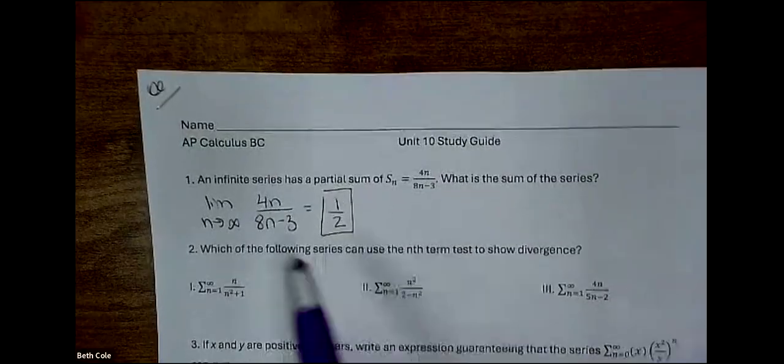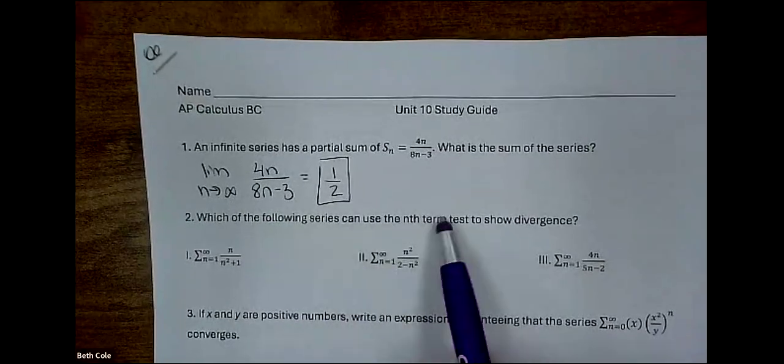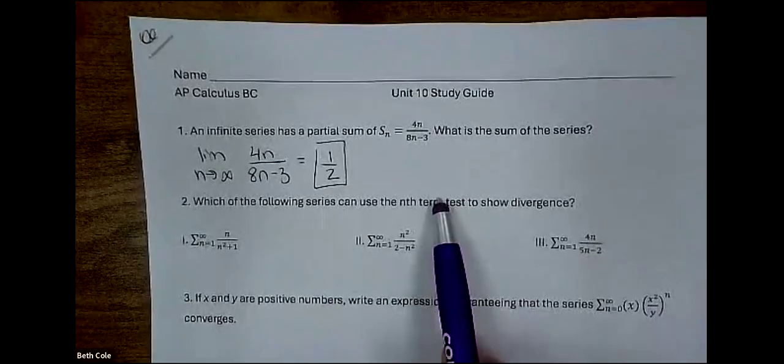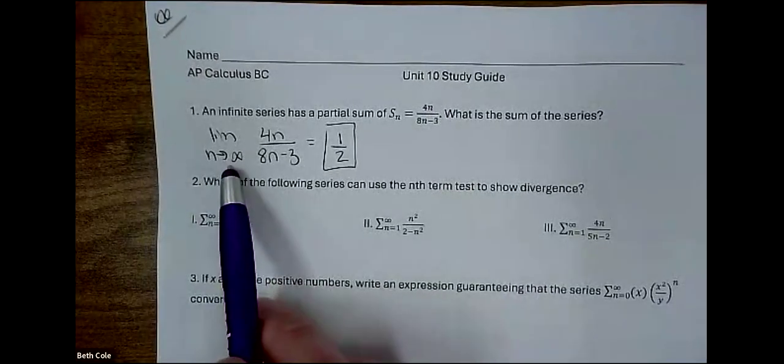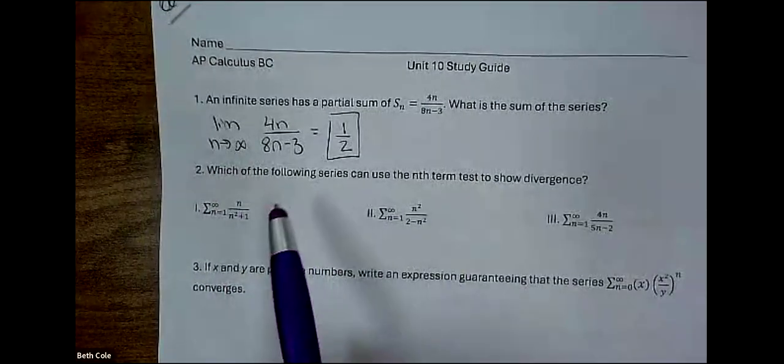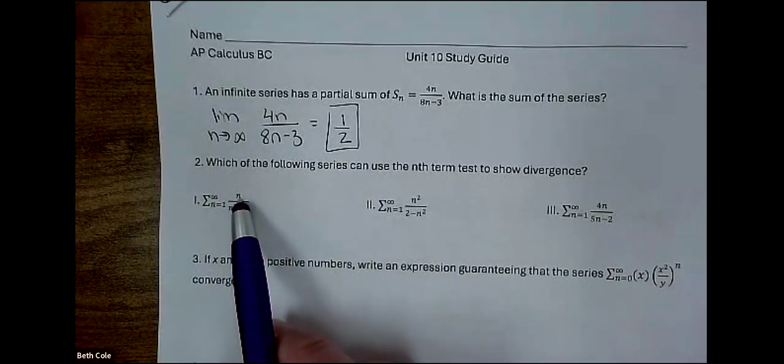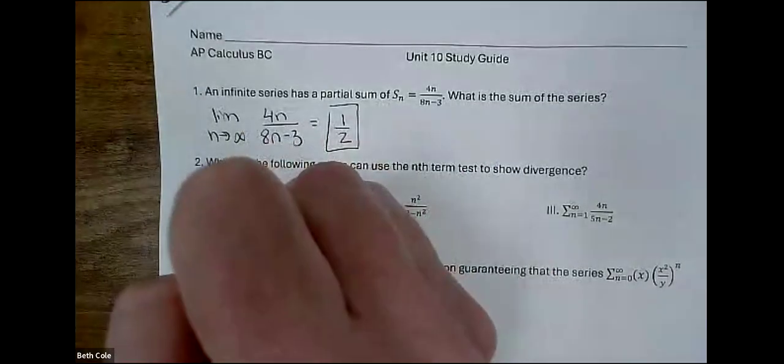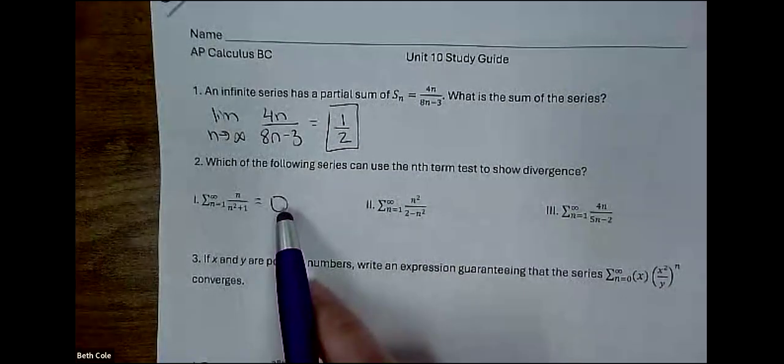All right, which of the following series could we use the nth term test to show divergence? I'm not going to write limit as n goes to infinity for all three of these, but that's what we're going to do. So for this one, the numerator degree is smaller than the denominator. That's going to go to 0. That means no conclusion, so we don't want that one.